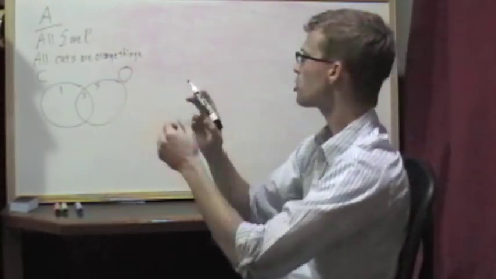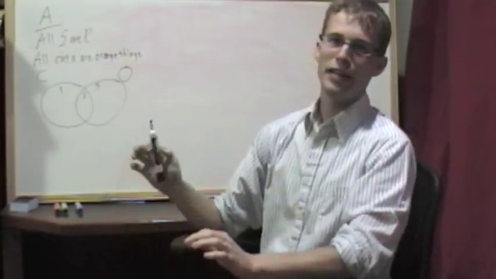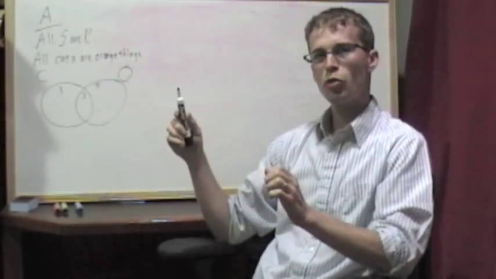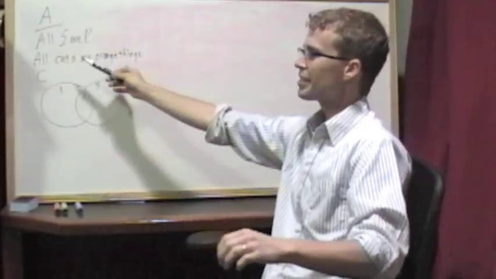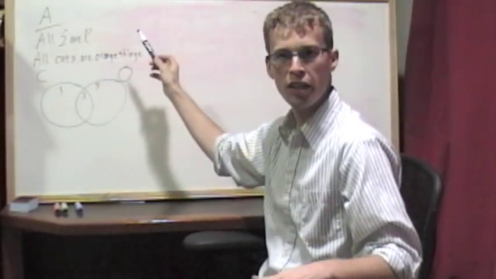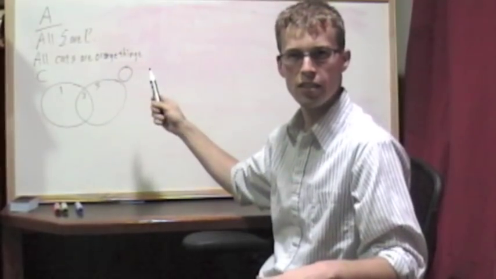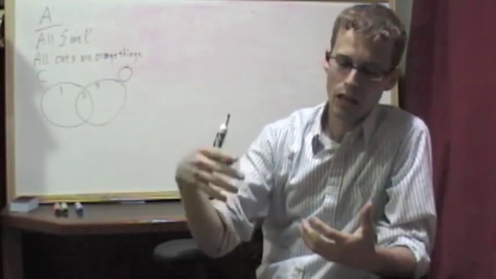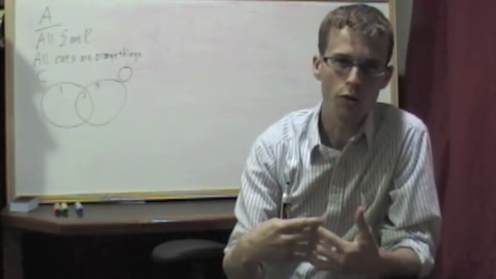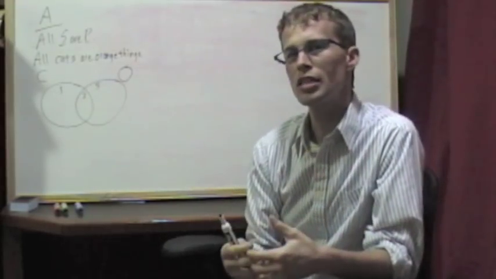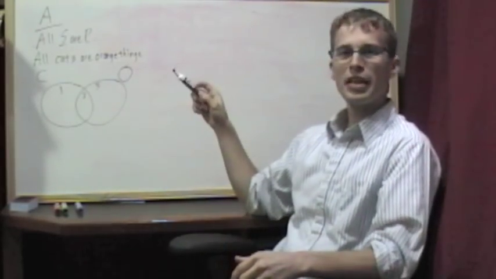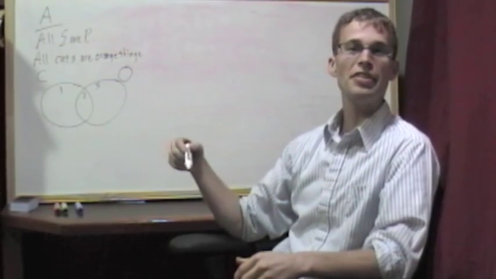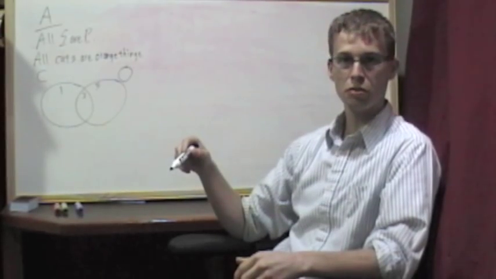Okay, so how do we represent an A claim to get started? Well, we want to show that if something is a cat, then it's got to be an orange thing. If all cats are orange things, then it can't be the case that there's any possibility for something to be a cat that's not orange. So that, for us, means that if something is in the C circle, the cat circle, it also has to be in the O circle, the orange thing circle.